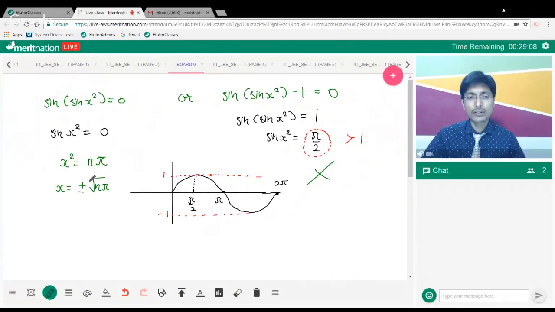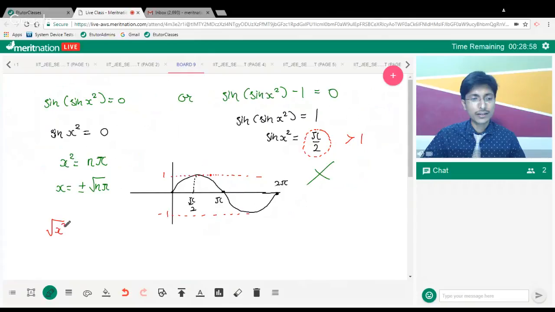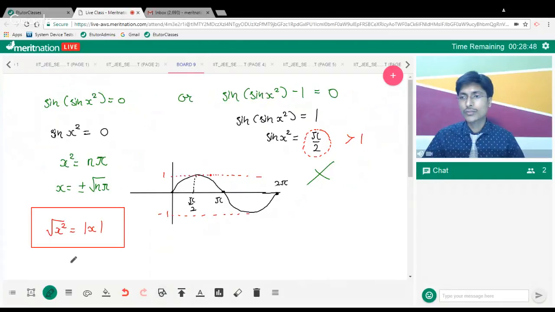Because a simple concept is like this: if we take square root on both the sides, we get under root of x squared, so that's basically equals to mod of x. So this is a very basic concept in which many students get stuck if they're not clear. So this is also one of the concepts which needs to be taken care of while doing a question.